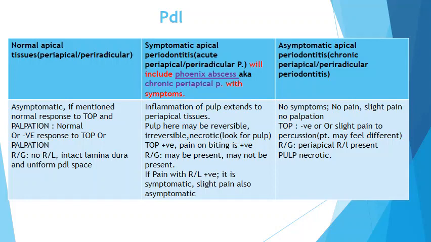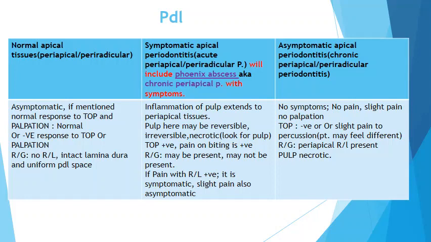Now we will be discussing a few important things about normal apical tissues. When we have normal apical tissues, the condition will be asymptomatic if mentioned. Let's say the percussion test is given, there will be normal response, palpation will be normal, or there will be negative response to the tender on percussion. When we do the percussion test or palpation test, the response will be normal. And when we see the radiograph, there will be intact lamina dura or uniform periodontal space.